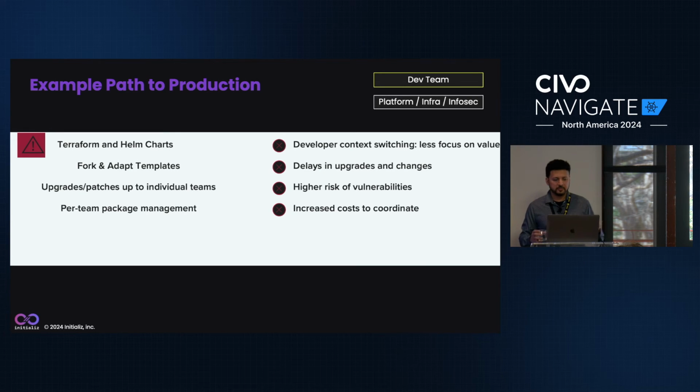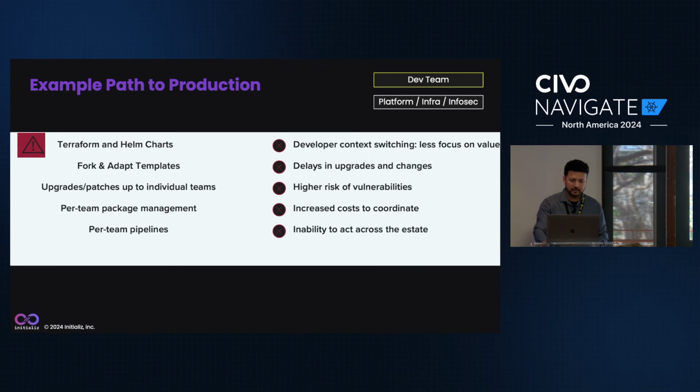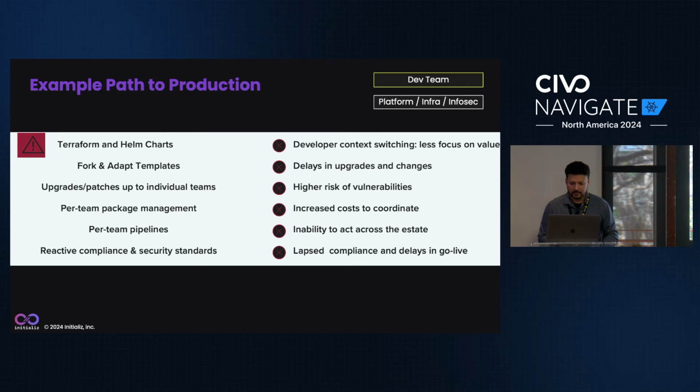Per team package management gets into increased cost to coordinate. Per team pipelines also make it harder to manage that estate across multiple development teams. And then the compliance and security guardrails, which we have talked about some of those, if we address that in a reactive way, then the compliance gets lapsed and you have delays in go live.